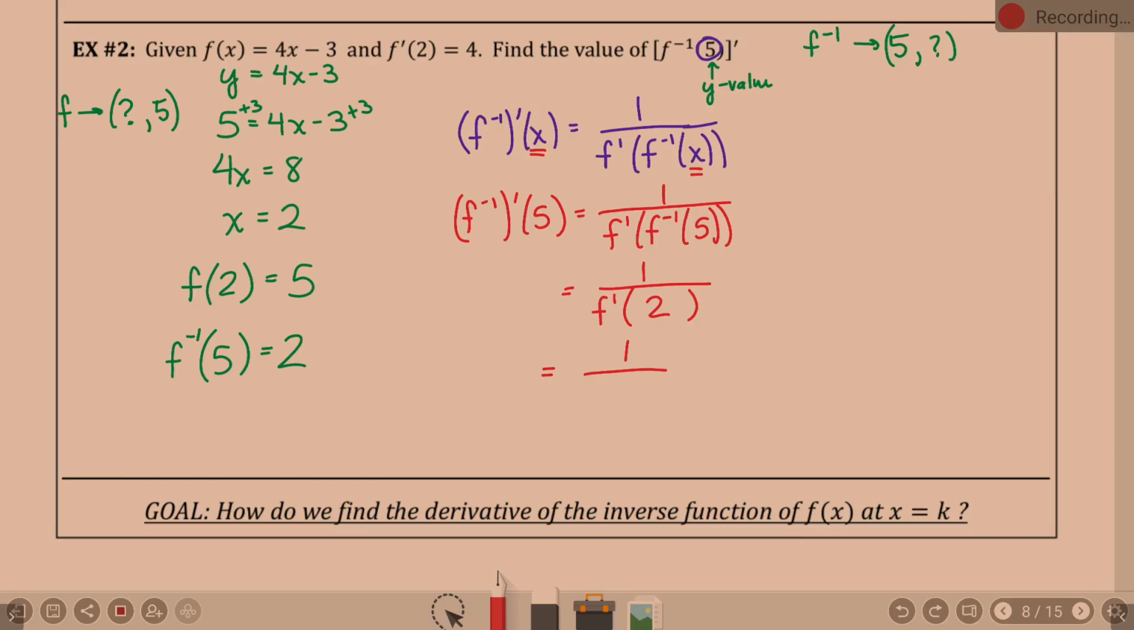Yeah, 4, because they provided it. You just have to realize they provided it. I could see the pause. So what did we just find? The derivative of f inverse at 5 is equal to 1/4.